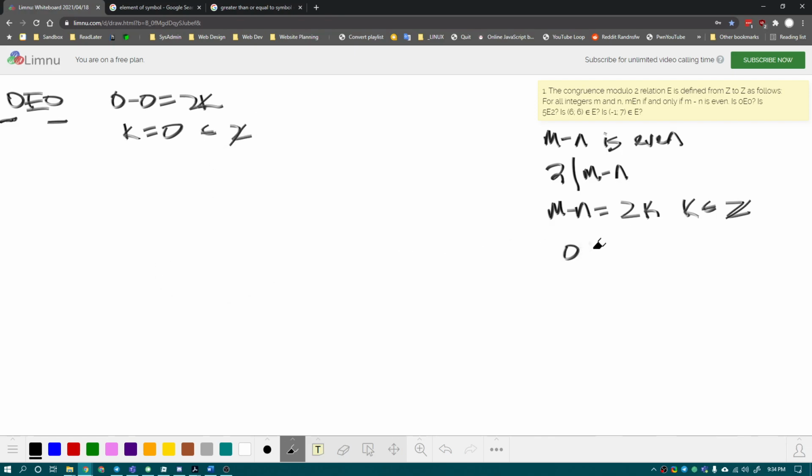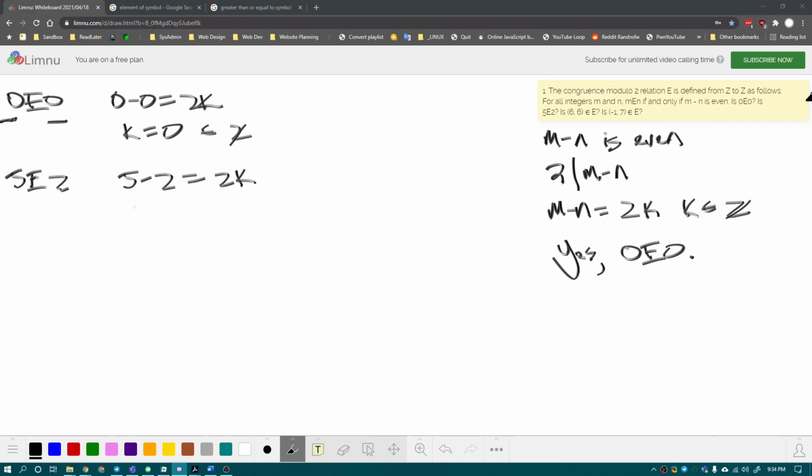So yes, what is it? Yes, 0 relates to 0 through E. Okay, Arena, can you help me do the second one? 5 relating to 2 through E. Yeah, so 5 minus 2 equals 2K. Next line. And then K is equal to 0. I meant, sorry, 3 is equal to 2K.